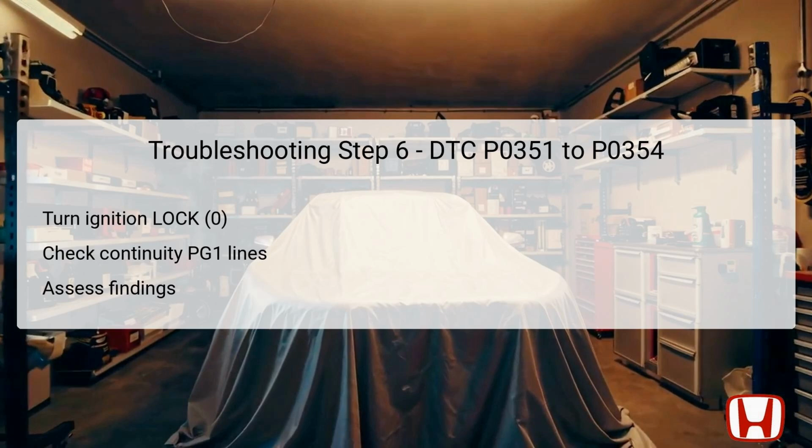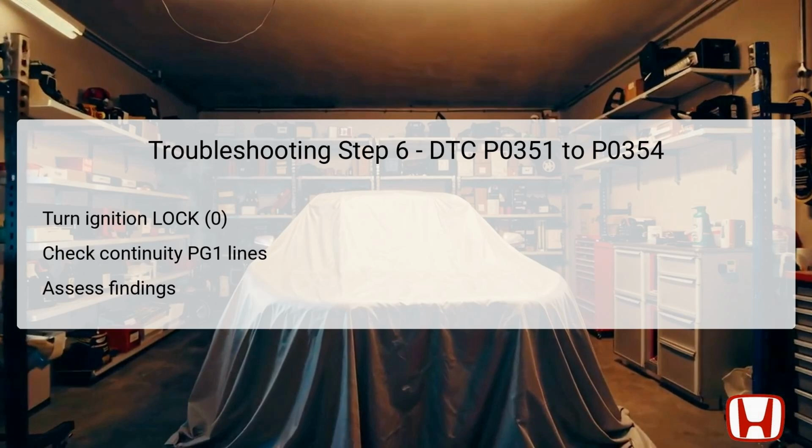Next, check for continuity between test points 1 and 2 using a multimeter. Test point 1 corresponds to the black wire at connector number 2 of the 3P ignition coil connector, while test point 2 connects to body ground. If continuity exists, it indicates that the PG1 wire is functioning correctly, allowing the electrical signal to transmit without interruption.